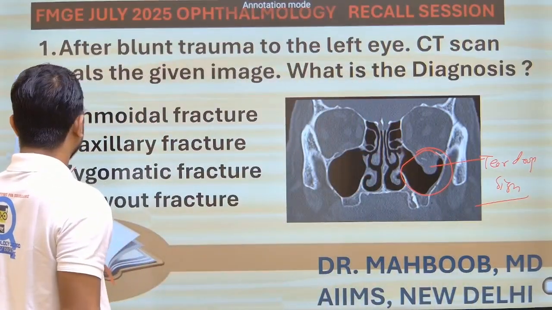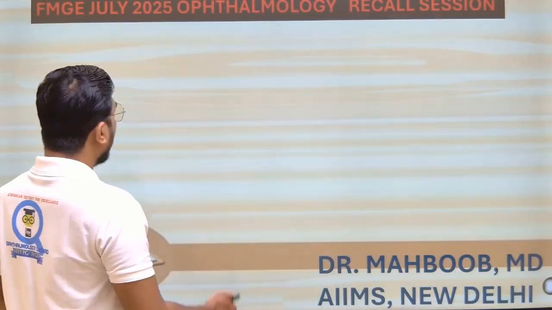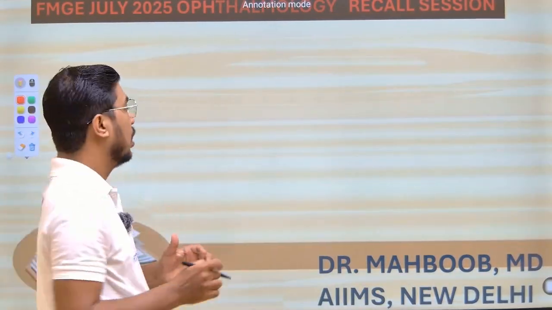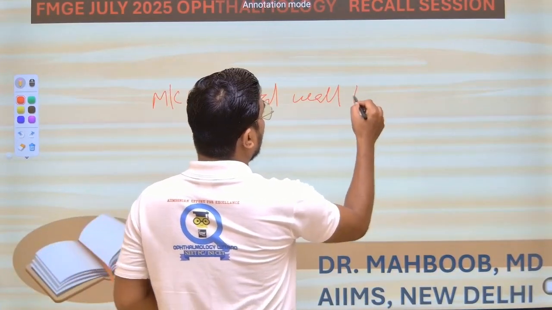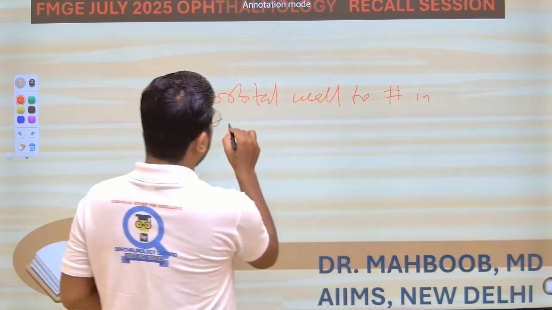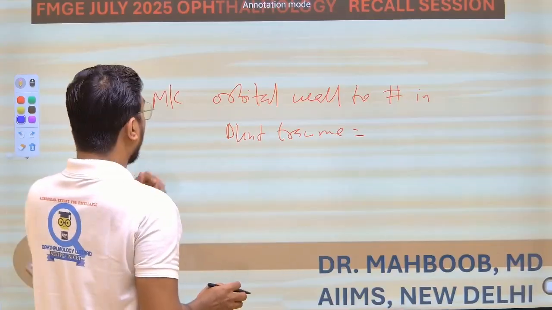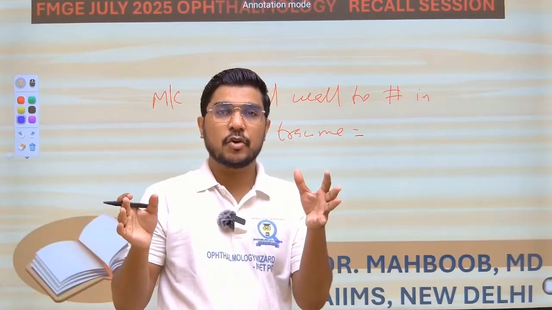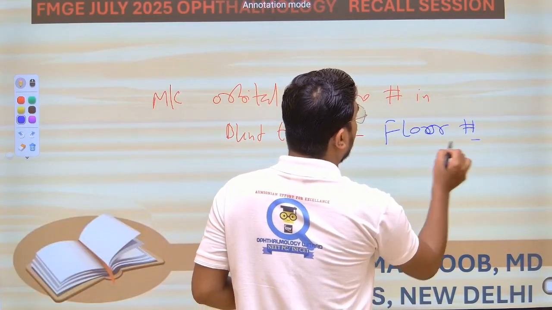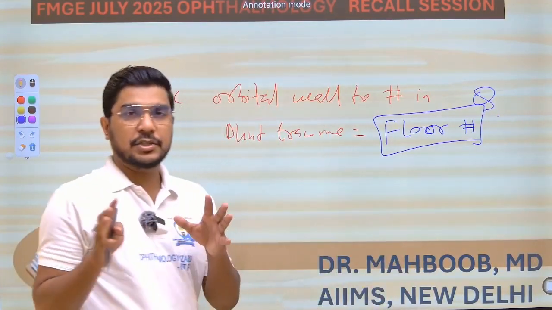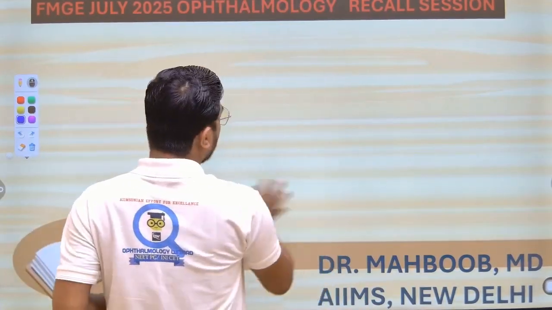Okay. Coming to the point to understand which is the most common orbital wall to fracture in blunt trauma. So which is the most common orbital wall which gets fractured in blunt trauma? The answer will be floor fracture. So this is a very important MCQ to understand.